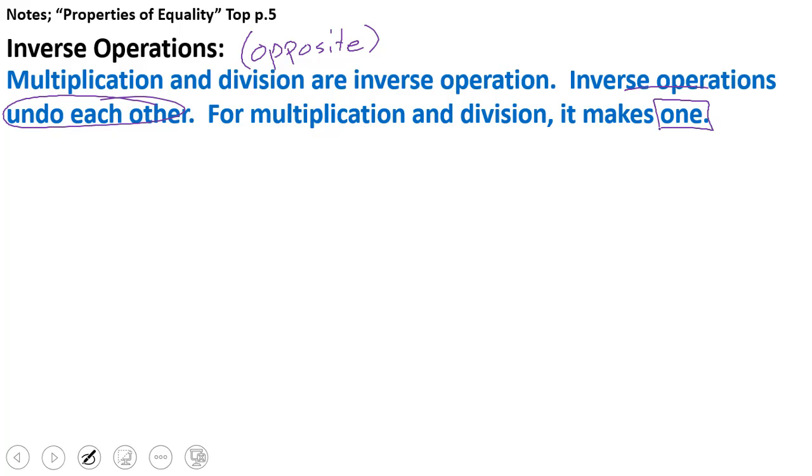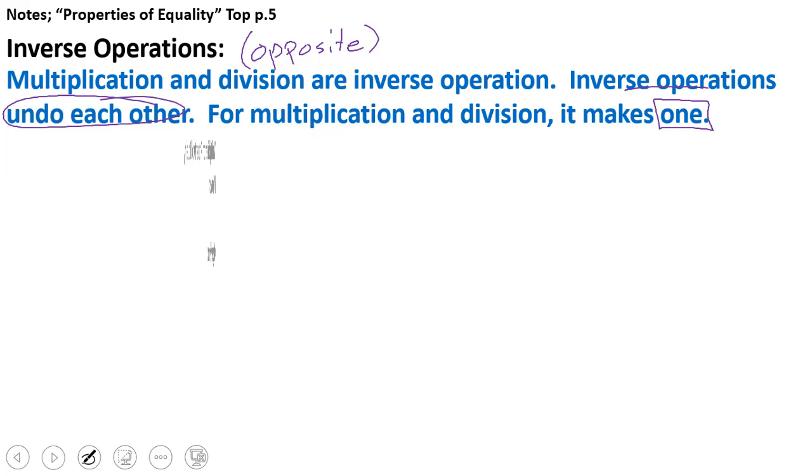That is because it is essential. The identity property of multiplication and division says that if you multiply or divide anything by 1, you will get that original number. That's going to be very helpful in what we're going to be doing, just like making 0 was helpful when we added and subtracted.